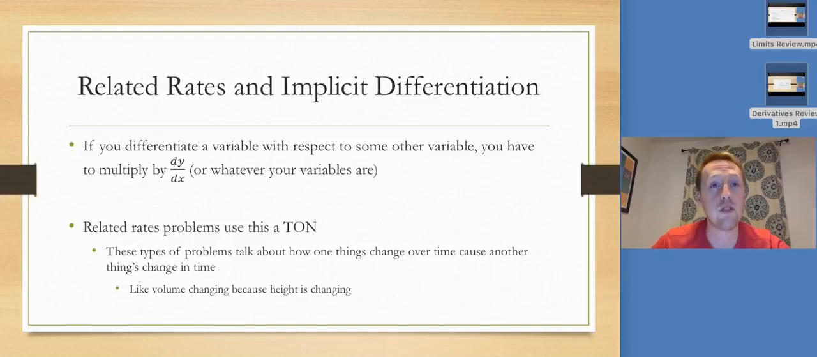Related rates problems use this so much, it's basically where all of this work comes from. But what the related rates problems do is they talk about how like volume and height both changing is how they affect each other as time goes on. But it's how one thing's change over time causes another thing's change in time. Wow, the grammar in that sentence was horrible. Oh well, I teach math.